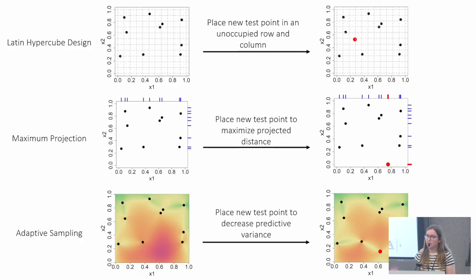I just want to highlight that all three of these methods are trying to add new points, either in a space-filling way or some other smart way, but they give us three different designs. The maximum projection and adaptive sampling put their new test point in almost the same place, but not exactly. And it is possible that for this Latin hypercube design, we could have chosen a new test point in that bottom right corner as well, because there are also unoccupied rows and columns there. The point being, we can get different designs for these different methods, but they don't have to be completely different.